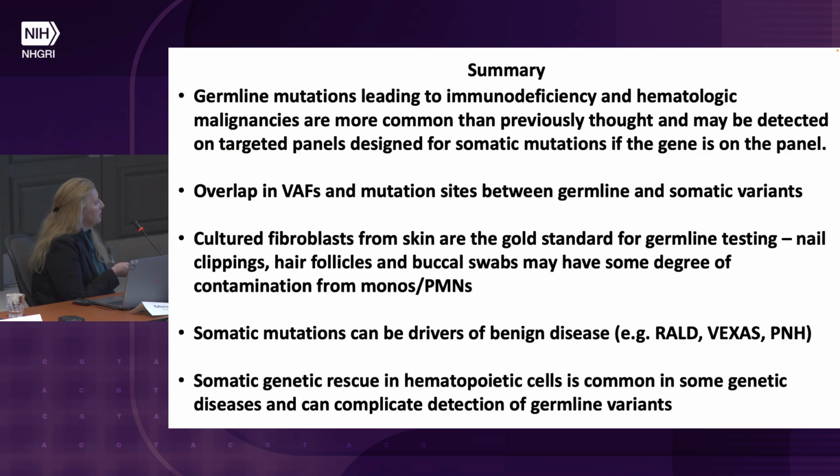So 2 minutes, please. In summary, the germline mutations leading to immunodeficiency and hematologic malignancies are more common than previously thought and may be detected on targeted panels designed for somatic mutations if the gene is on the panel. There's an overlap in the variant allele frequencies and mutation sites between germline and somatic variants. Cultured skin fibroblasts are the gold standard for germline testing.